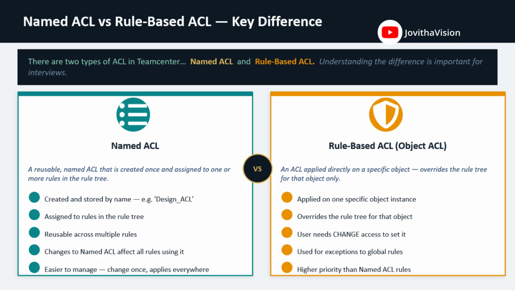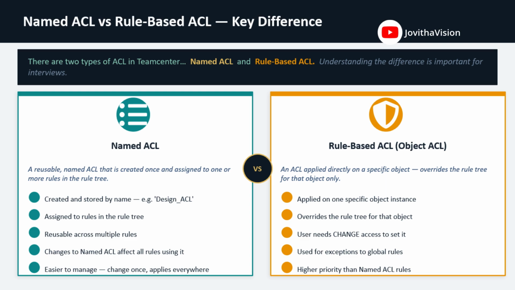Now let's understand rule-based ACL, which is also called object ACL. A rule-based ACL is applied directly on one specific object. It overrides the rule tree for that particular object only. It is mainly used for exceptions to global rules. Let me give you a simple example.